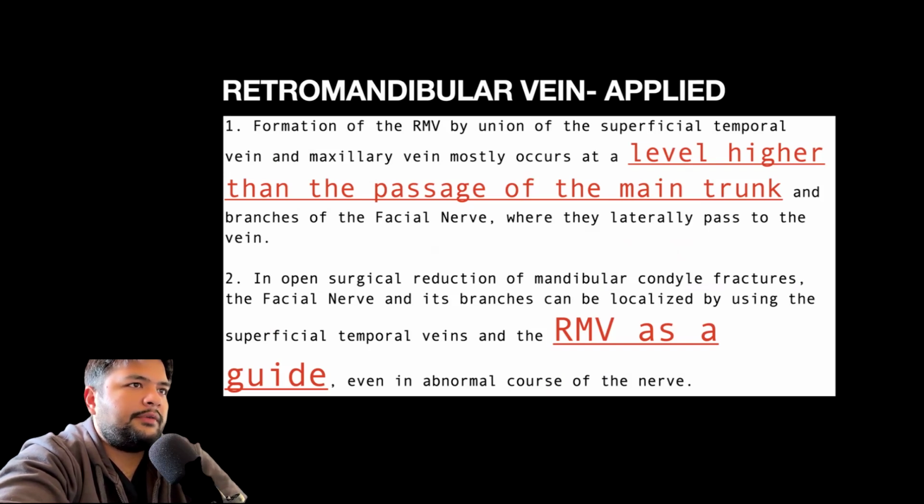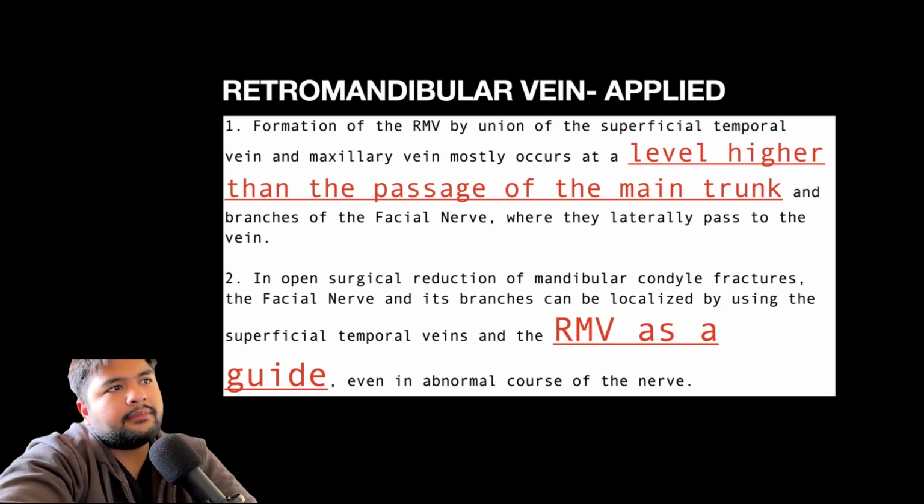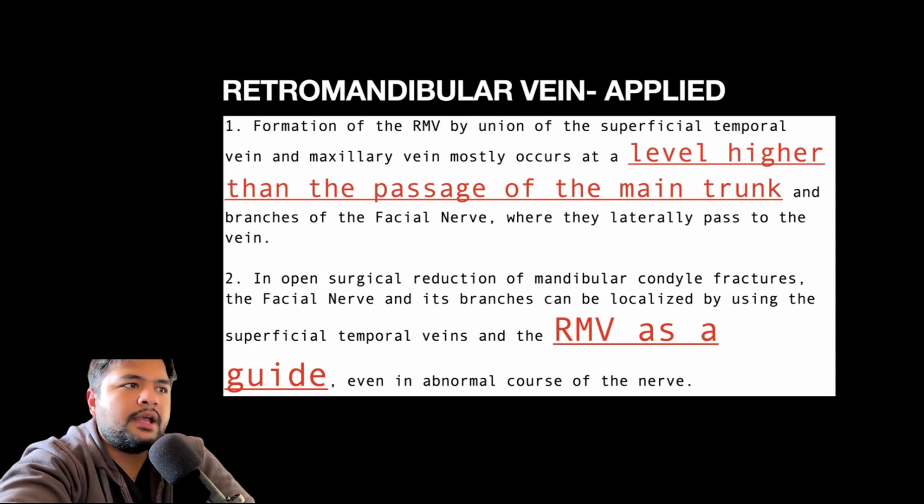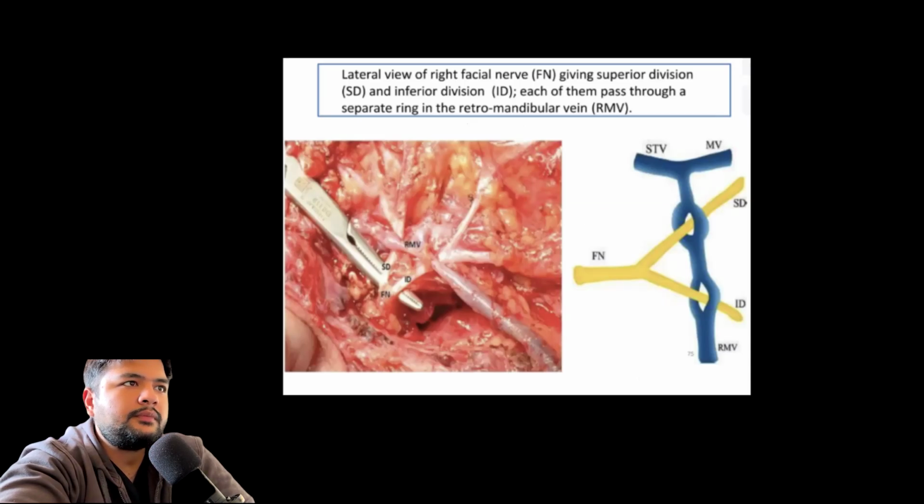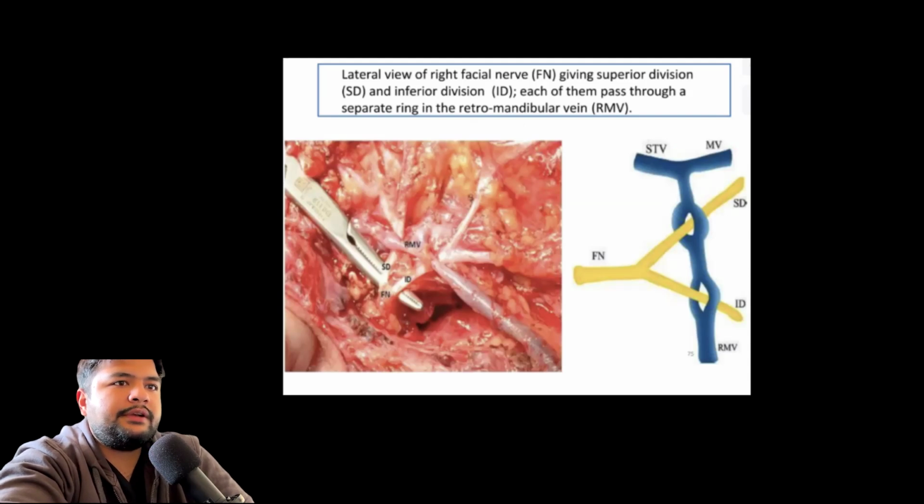The formation of the retromandibular vein by union of the superficial temporal vein and the maxillary vein mostly occurs at a level higher than the passage of the main trunk and branches of the facial nerve, where they pass laterally to the vein. In open surgical reduction of mandibular condyle fractures, the facial nerve and its branches can be localized by using the superficial temporal vein and the retromandibular vein as a guide, even in an abnormal course of the nerve. So this is the lateral view: the facial nerve, superior division, inferior division, distributes itself through the retromandibular vein.